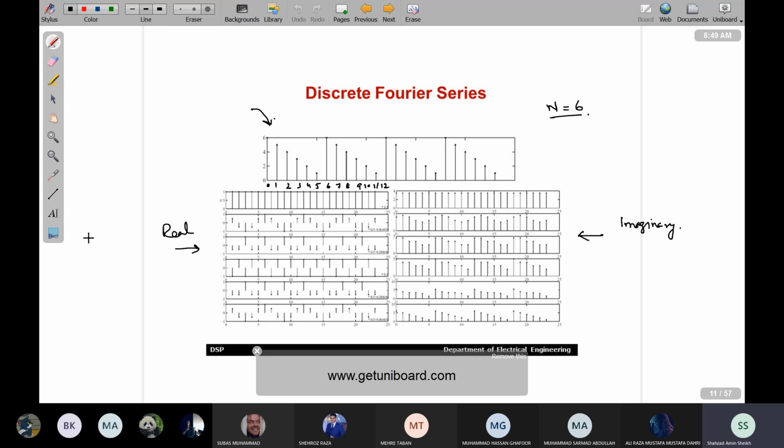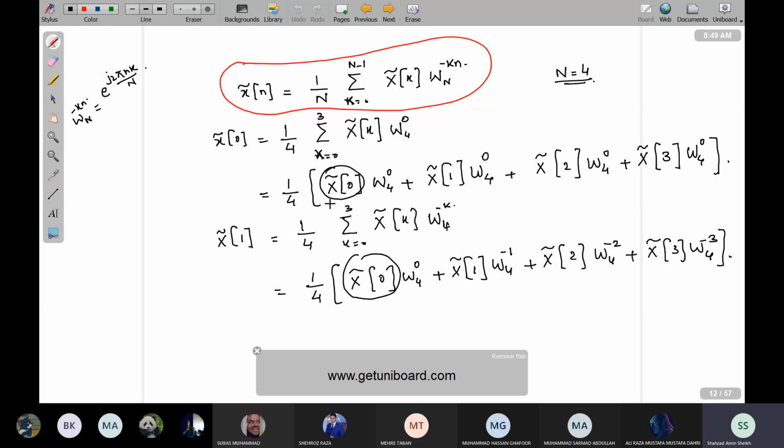ये जो आपको नजर आ रहा है, this is a periodic sequence with N is equal to 6, and the claim is that this periodic sequence can be decomposed into 6 complex exponentials. The complex thing has a real part, it has an imaginary part, and then if we add these complex exponentials, we will be getting the original signal back. So how are all these things working?